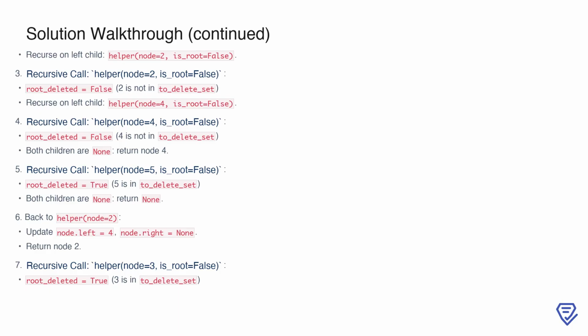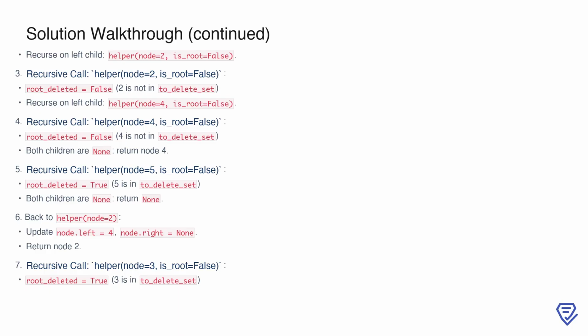Node 5 is in the to_delete_set, so it is marked for deletion. Since node 5 has no children, the return value for this call is none. After handling both children of node 2, we update node 2's left child to 4 and its right child to none, and then return node 2.